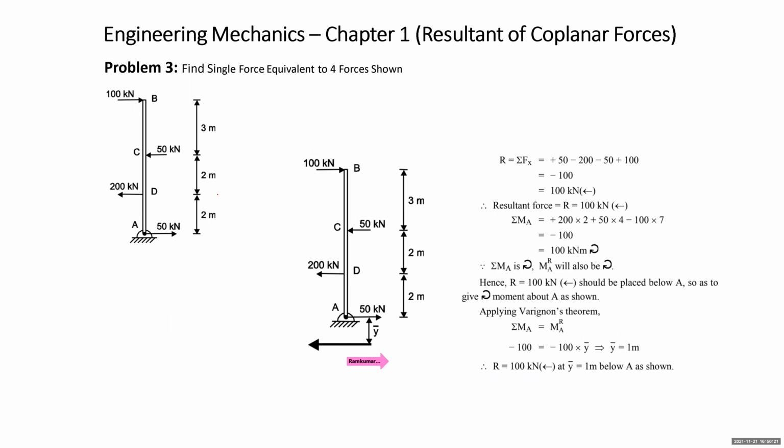Now we move to the third problem. In the third problem, you have a bar for which you are finding the force which is equivalent to 4 forces shown. What does it mean? Equivalent force means what? Resultant only. You need to find the resultant only. See, 4 forces are to be replaced by 1 force. What does it mean? You are replacing them by equivalent force, which is nothing but resultant.